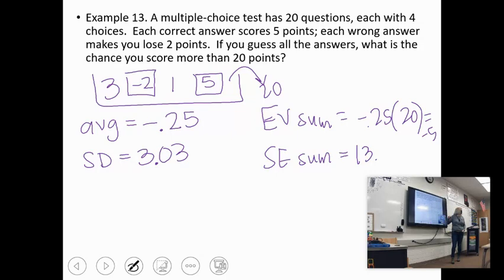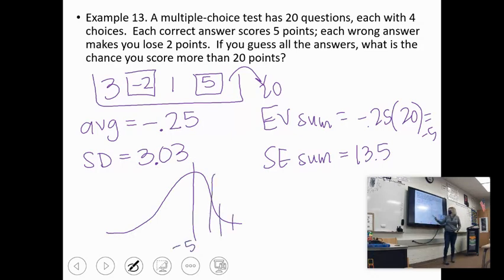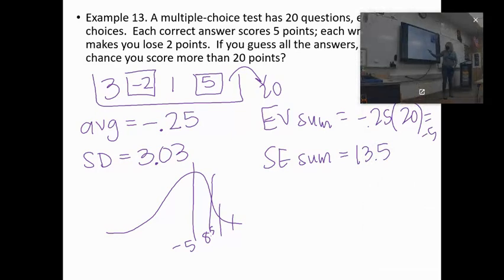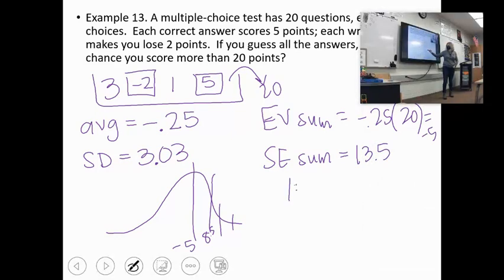13.5. Okay, so then if we had a normal curve, that is hideous. Sorry about that. Negative 5. And then we add 13.5, so it'd be like 8.5 would be here, and keep adding. What's the chance you score more than 20? Not likely, because you expect to lose 5 points on this test. Rigged, man. So lower bound is what?